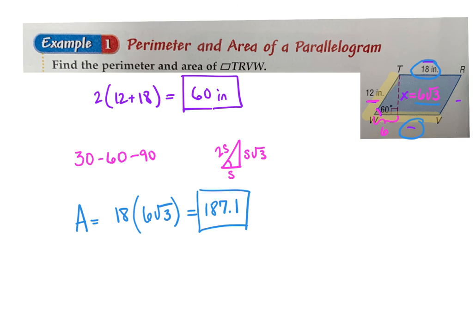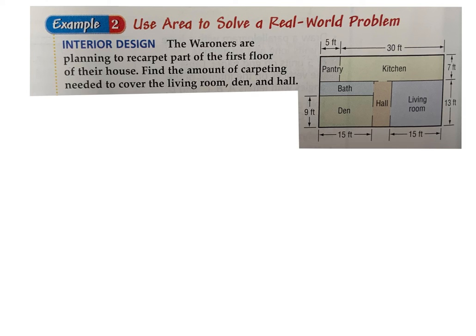All right. It says the Warners are planning to recarpet part of the first floor. Find the amount of carpeting needed to cover the living room, den, and hall. Okay, living room, den, and hall. So they want specifically this one, and this one. All right. And so I'm going to have 3 different areas here. My den, they've already given me everything I need, 9 by 15, right? So if I want to find my den, I'm just going to multiply 9 times 15.